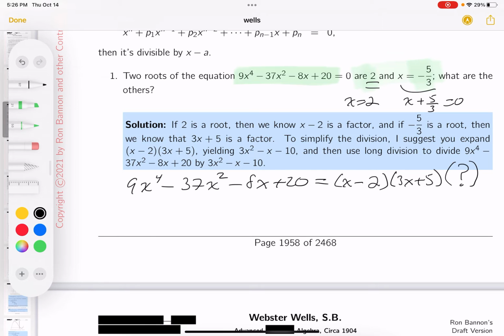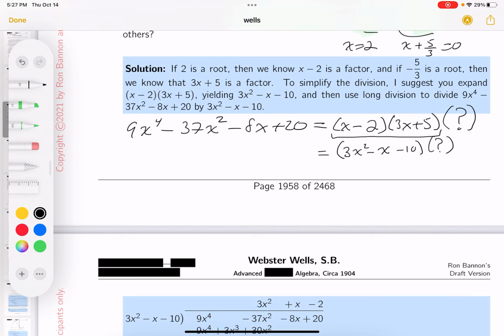So what I'm going to do, I'll do the division. For me to do the division, though, I want to multiply this out. And what is this going to give me? 3x squared. And let's see, you get 5x minus 6x, which is minus x. And then you get minus 10. Now, if you make a mistake, you're not going to get the remainder of 0. But what I want to do is the division now. So it's going to be 3x squared minus x minus 10 is being divided into 9x to the 4th minus 37x squared minus 8x plus 20. And let's go to town.